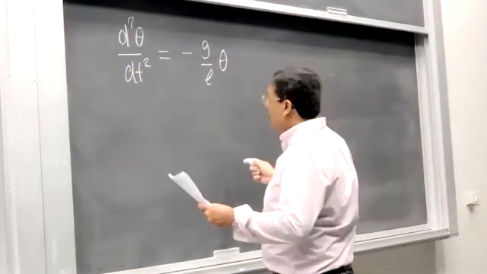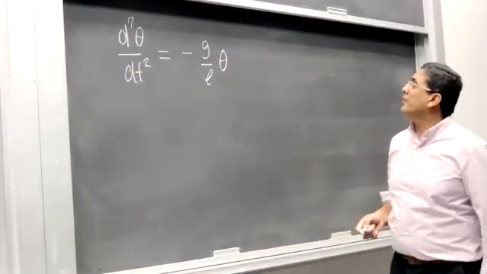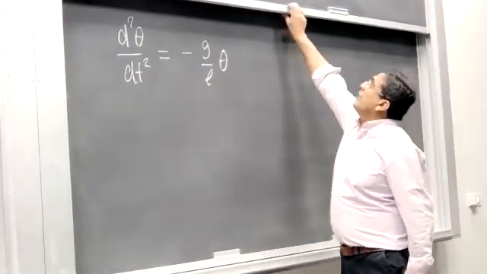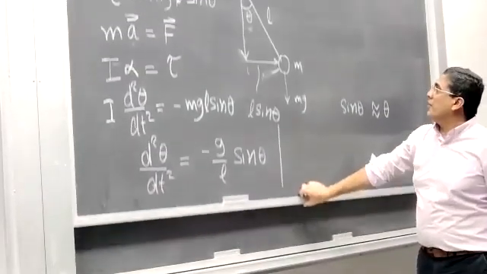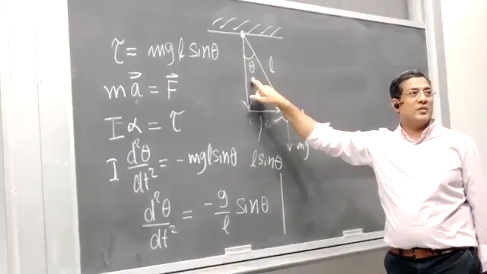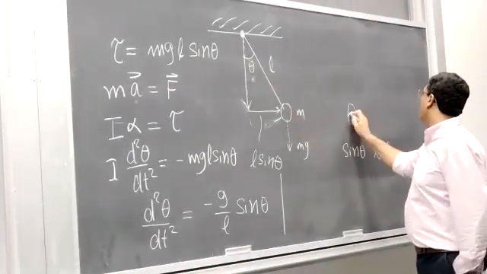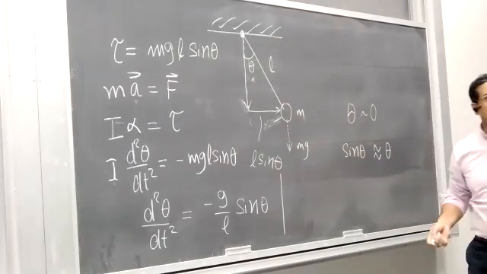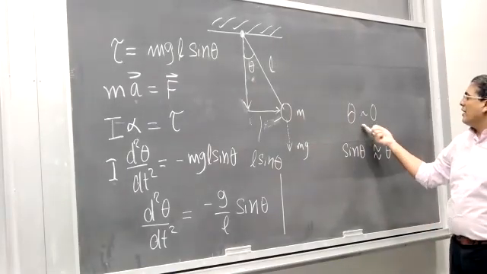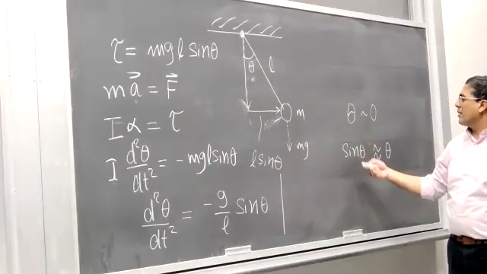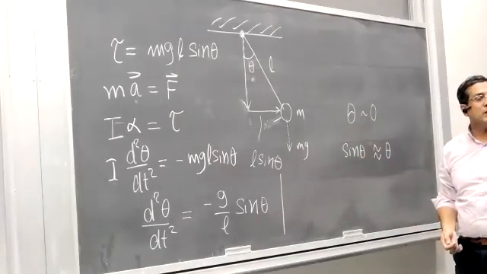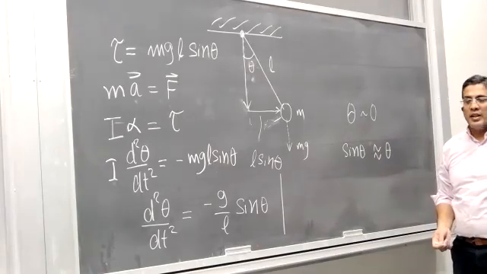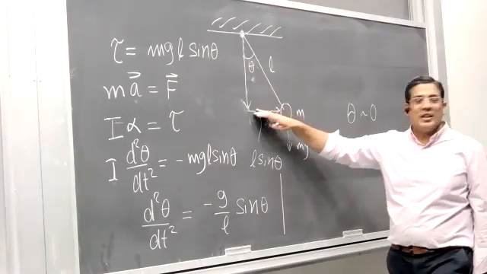Sine theta is almost equal to theta. This is an approximation when theta is very, very small, in the limit when theta is almost 0. There is a proper way to prove it. If theta is not small, then you would not get simple harmonic motion.